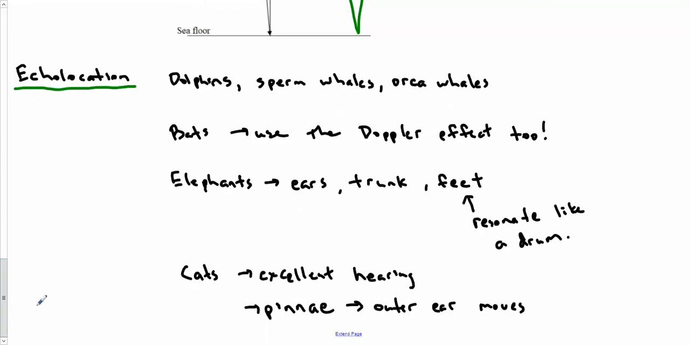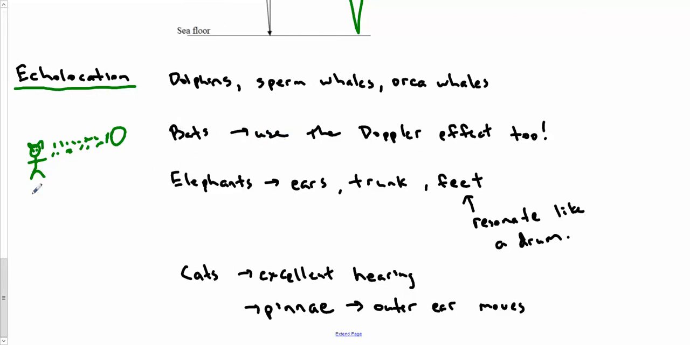Echolocation. Now there's a number of different animals that use echolocation. They emit sound. Let's put some sort of animal with ears. They emit sound. Sound hits something and then bounces back to them, and then based on how long it took, they can tell where it is. Dolphins do this. Sperm whales do this. Orca whales do this. Bats do it. Bats do something slightly extra though.